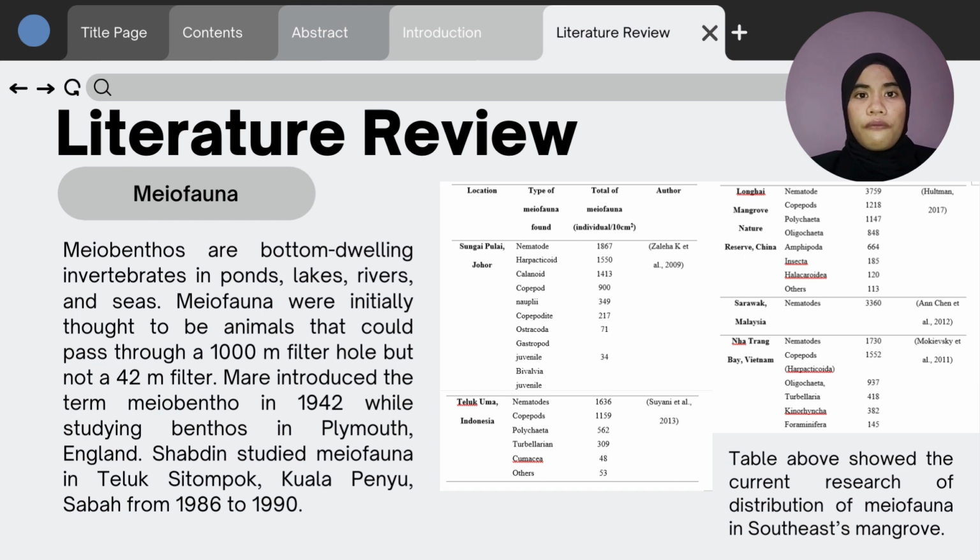Here I also compile all the current research on the distribution of meiofauna in Southeast Asian mangroves. From this table, we can see nematodes are the most common species found in all the research. This shows that nematode characteristics are suitable for the mangrove ecosystem. Next, the second most common species found is copepods, followed by Polychaeta and Foraminifera.